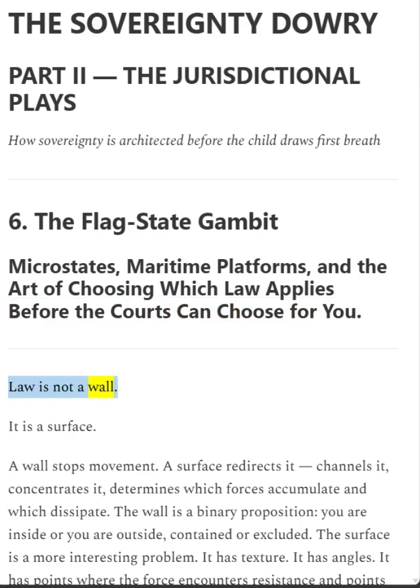Law is not a wall. It is a surface. A wall stops movement. A surface redirects it, channels it, concentrates it, determines which forces accumulate and which dissipate. The wall is a binary proposition. You are inside or you are outside, contained or excluded.